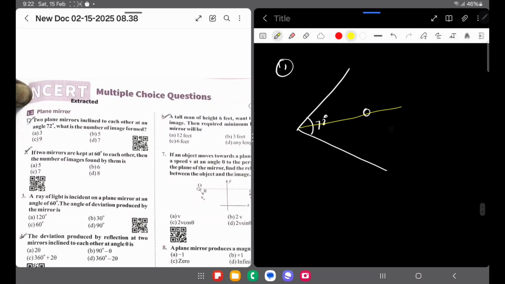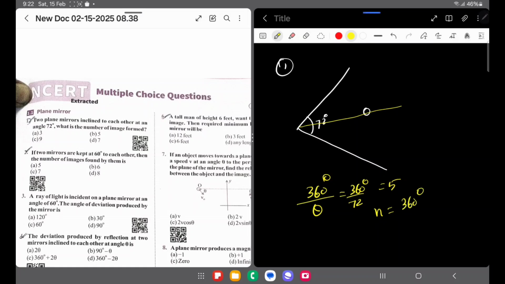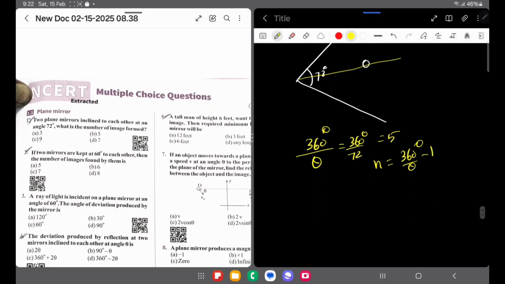Okay, so now imagine the number of images formed can be calculated by using this formula, 360 by theta. Calculate this first, 360 by 72, so it's 5. If the 360 by theta value is odd, then the total number of images formed is equal to 360 by theta minus 1, right? So 5 minus 1 is equal to 4. The total number of images formed is going to be 4. It should be the answer.